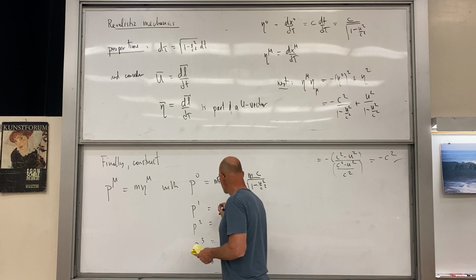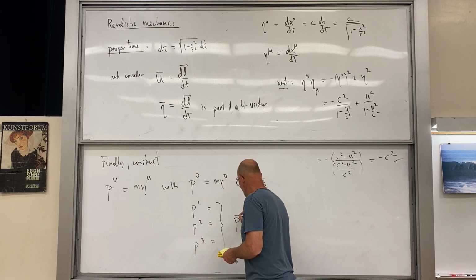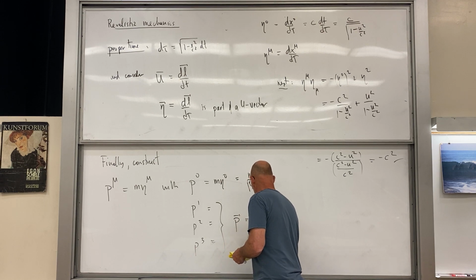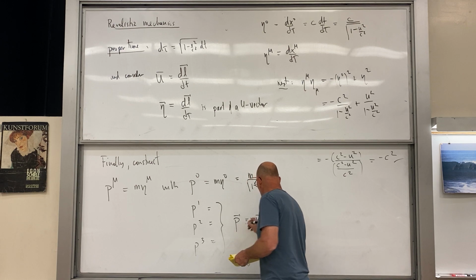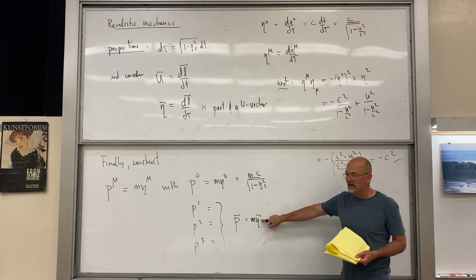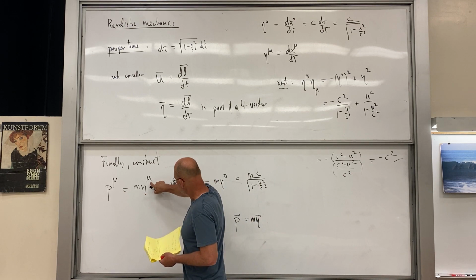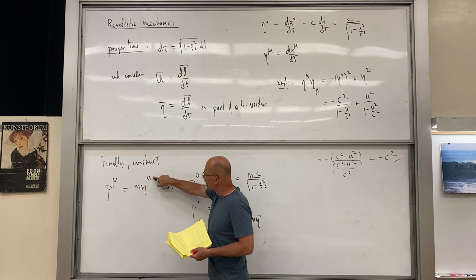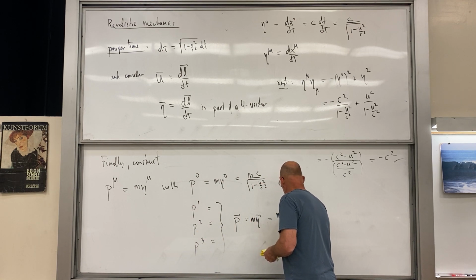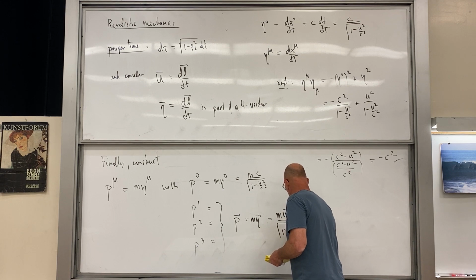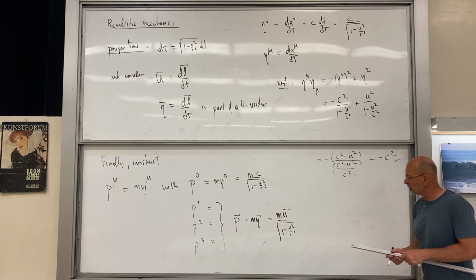And these are recognizably, I'm just going to write them as a vector. M eta. So when I put the vector over the eta, that's the 3 quantities, right? When I do it without the vector sign, this represents all 4 of them. Okay. So we have M U over root 1 minus U squared over C squared. So here's where we wanted to return to.